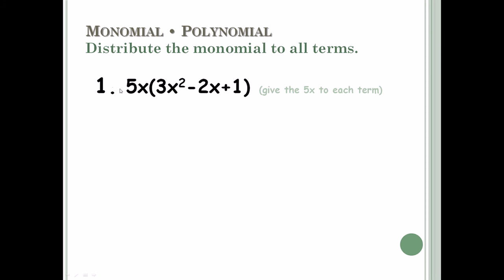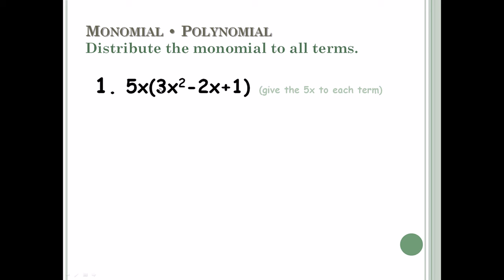A monomial means one term. Polynomial means many terms. And this technically right here is a trinomial because there's 1, 2, and 3 terms. So when you multiply a monomial by a polynomial, you just use the distributive property. We're going to give everybody a 5x. So we're going to give 5x times 3x squared.